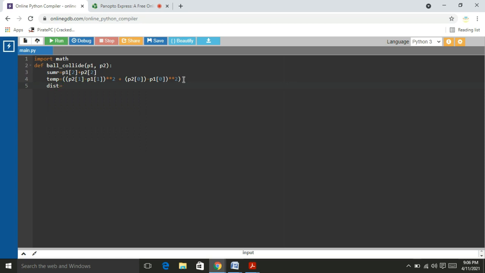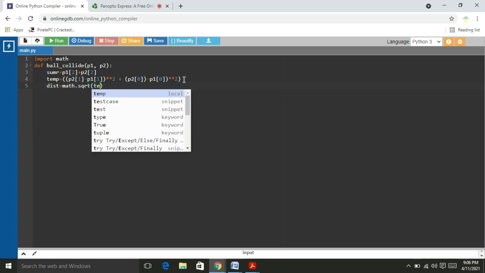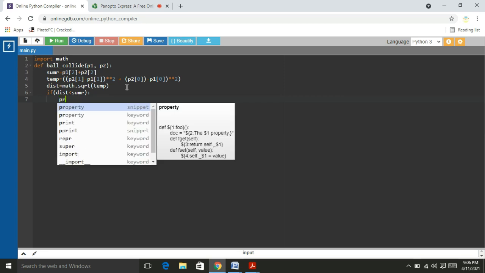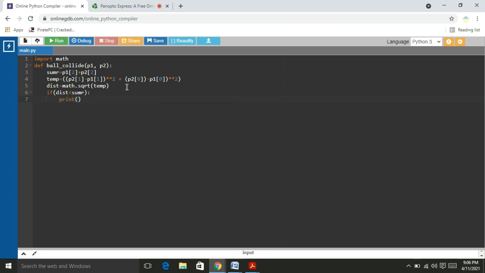Distance equal to math dot sqrt of temp. So this is the actual distance. Okay. Now I am going to consider the distance suppose less than radii, that means sum of r. So for that reason I am going to write if. If dist less than sum of radius, then I will write a print statement, print balls are collide.